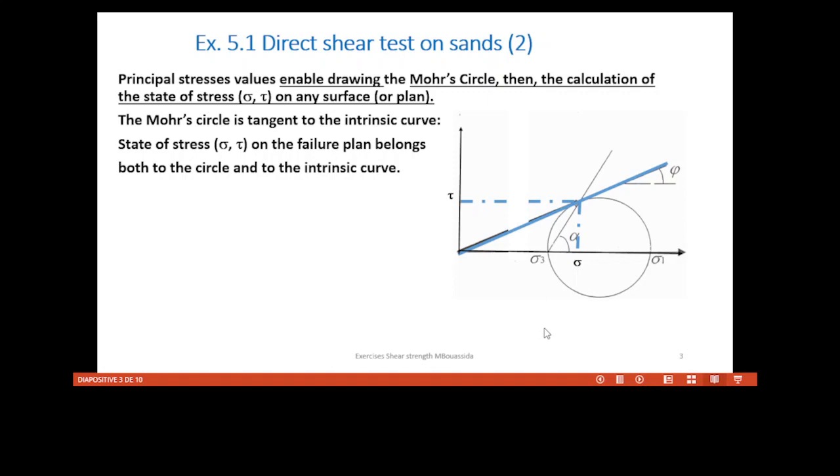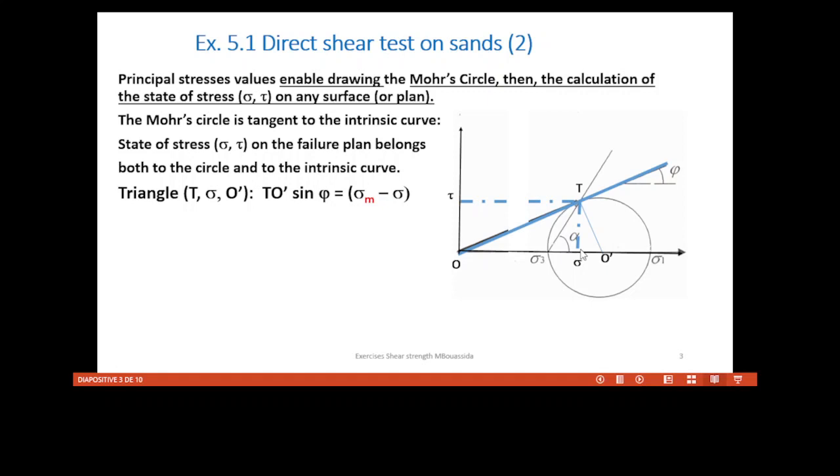Calculation of the principal stresses. Let us consider first this triangle O, O dash, and T. This is the origin. This is the abscissa of the average stress or mean stress, sigma m, and this is sigma, the normal stress on the failure plane.